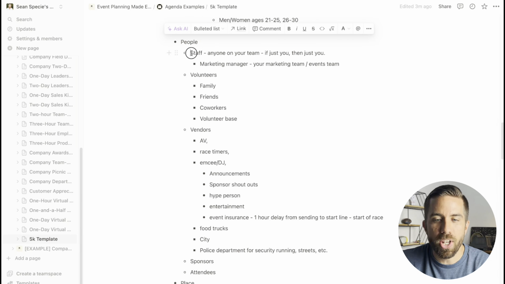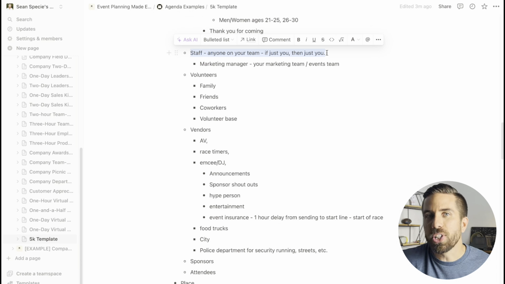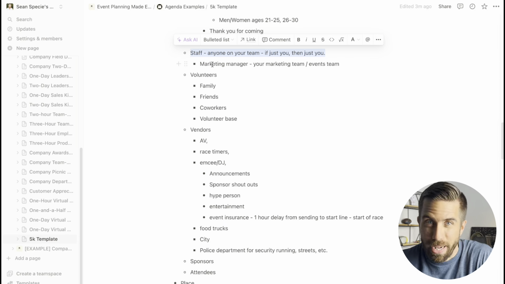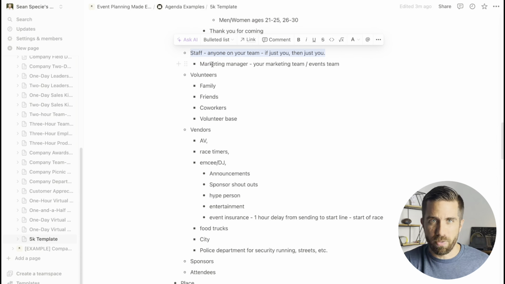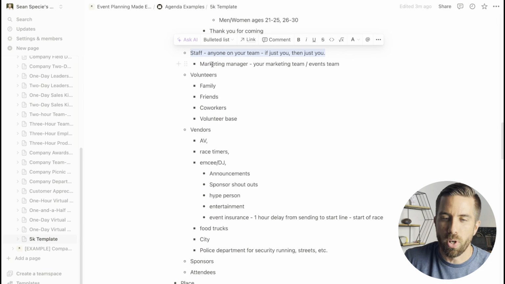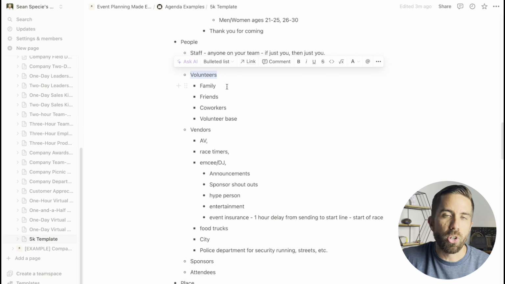So you can divide this up into staff. That's anyone that's on your team. It's you, maybe fellow coworkers or employees that report to you. Maybe it's a marketing manager, someone who's stepping in that does a lot of other types of events and can help you with this one. Then you need to think about your volunteers. Are those your family, your friends, your coworkers, or do you have a volunteer base that you can rely upon?